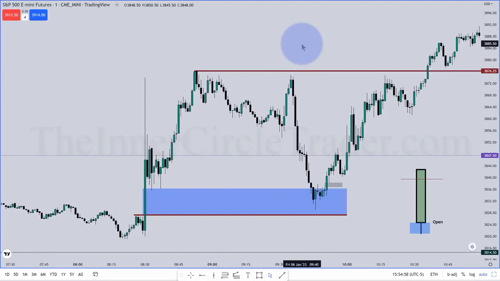It will always find a way to go back into those levels. It may not happen right away, may not happen the same trading day, but it will always look to go into those levels again. That's what the algorithm does.